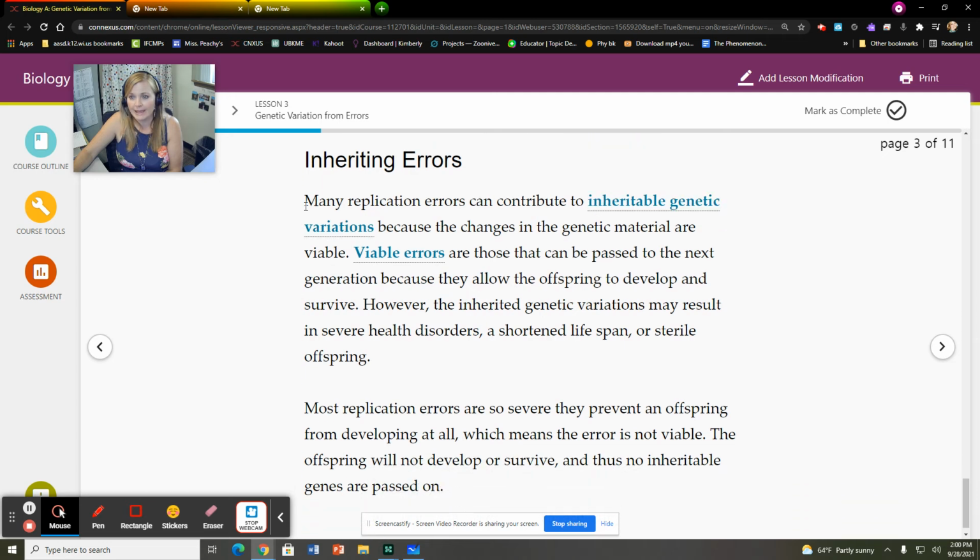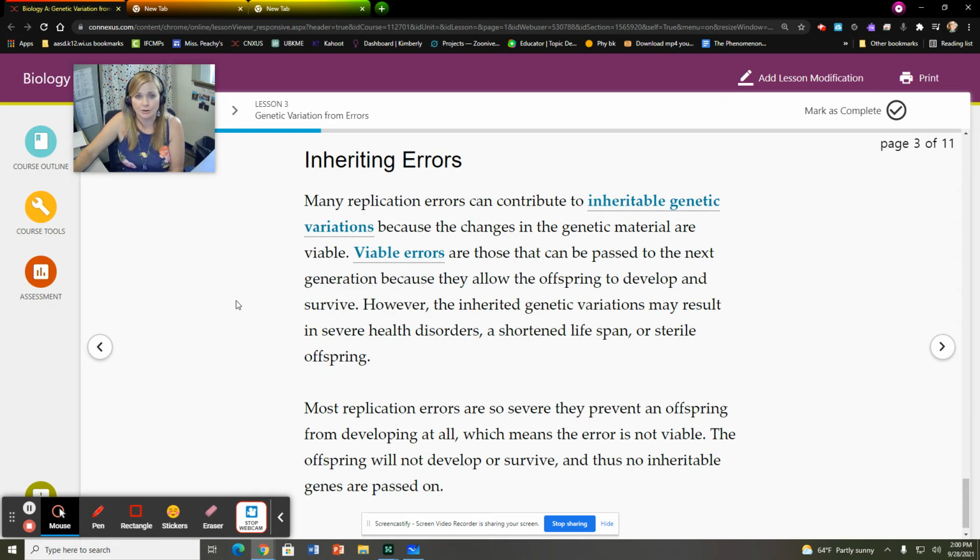All right, so inheriting errors. Many replication errors can contribute to inheritable genetic variations because the changes in the genetic material are viable. So viable means you can still live, basically. So if the mutation is such that you still can be alive and reproduce even with that mutation, then you can pass that mutation off to your offspring.